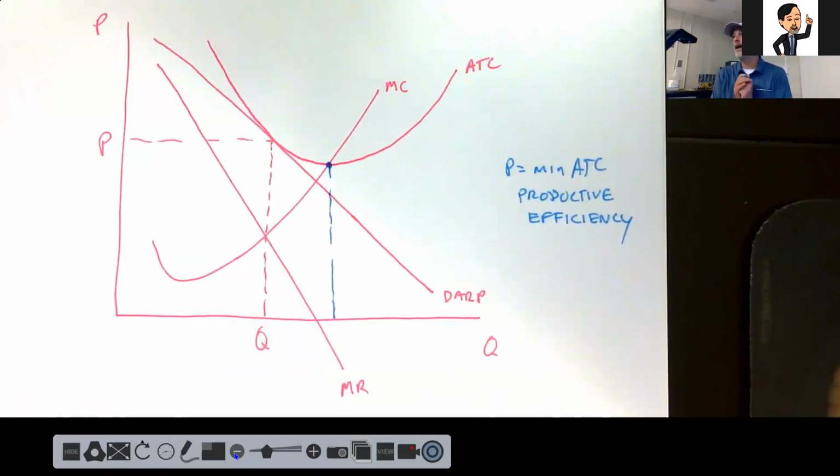Julian, loud and proud. 100% correct, Julian. You cannot be productively efficient if you have a downsloping demand curve. Mostly because those intersections can't happen in that particular case. So this firm will never be productively efficient. And from society's perspective, we are now paying a price that is higher than marginal cost, and we are paying a price that is higher than the minimum of average total cost.